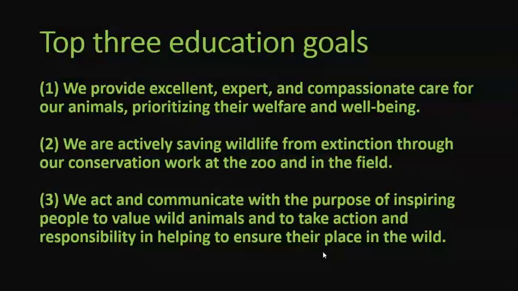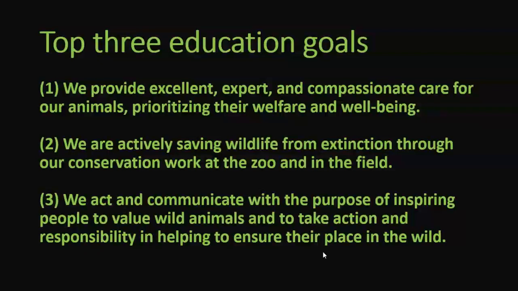Now here at the zoo, our top 3 education goals are: number 1, to continue to provide excellent, expert, and compassionate care for our animals, prioritizing their welfare and well-being. And one of the things that we have at the zoo is an area called Area 6, which is the area that takes care of our education animals. So our education program involves actually caring for small animals, and we use these small animals for education programs. They're not exhibit animals. They're mainly for programs that we have for the public so that they can have up close and personal experiences that you couldn't have, say, with a tiger.